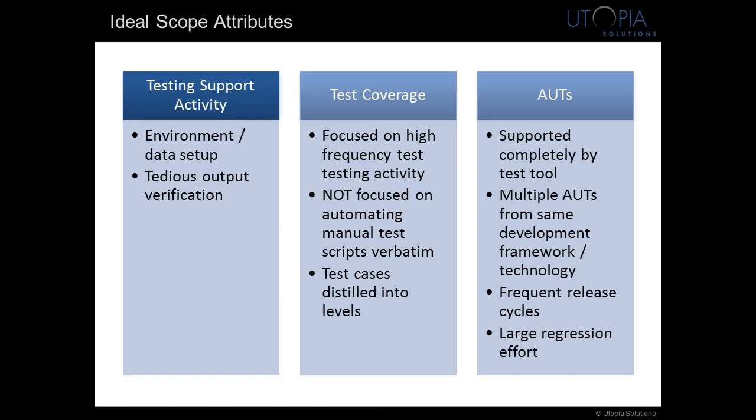All right, moving on to the ideal scope attributes. And I put scope first for a reason. I think all too often it's determined using the wrong factors. The two most important points that I can make on this topic is that you should consider all testing activity and not just the manual test cases. And we'll have more on that in a second. And secondly, do not automate manual test cases verbatim. Meaning don't just take however you've documented your manual test cases and start trying to duplicate that in your automated solution.